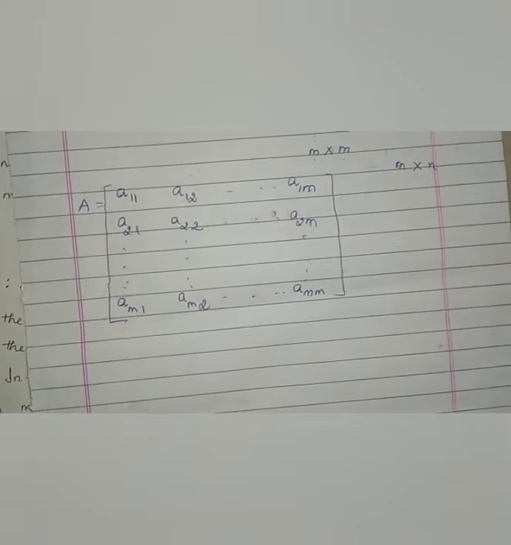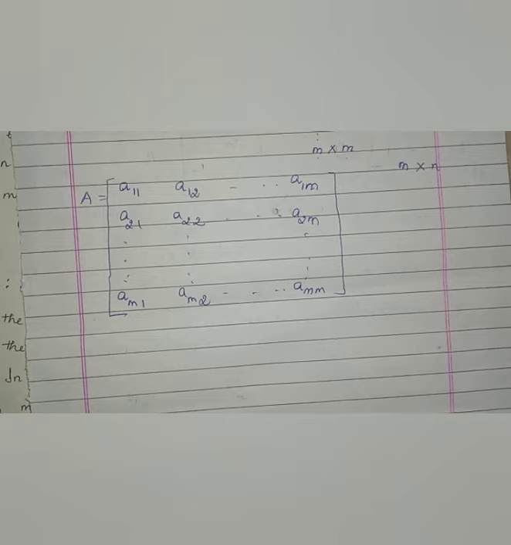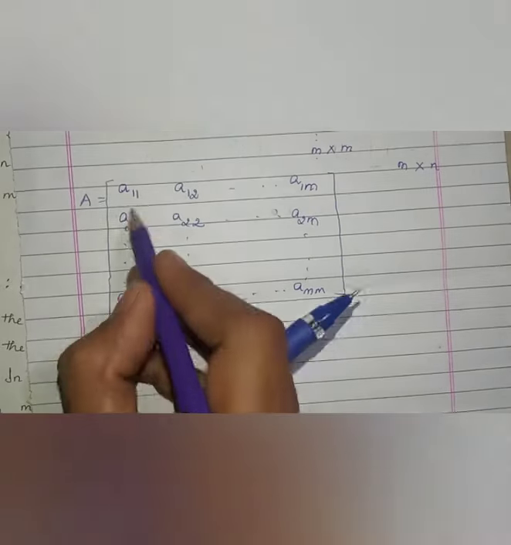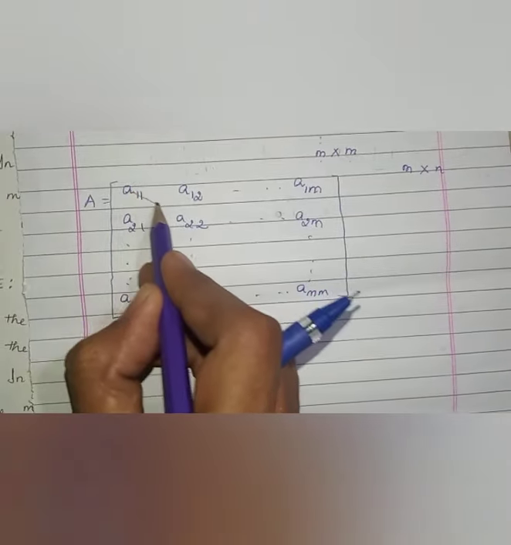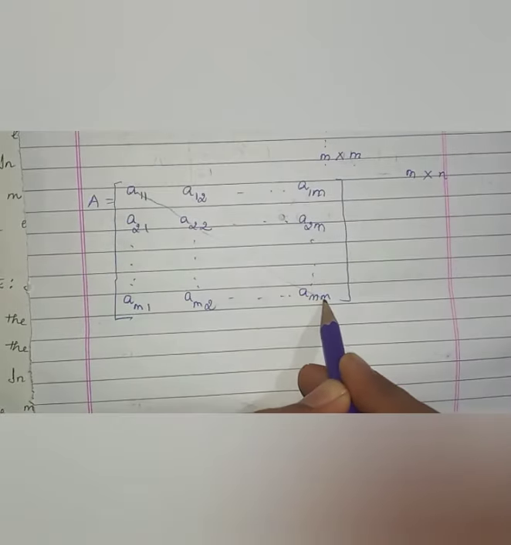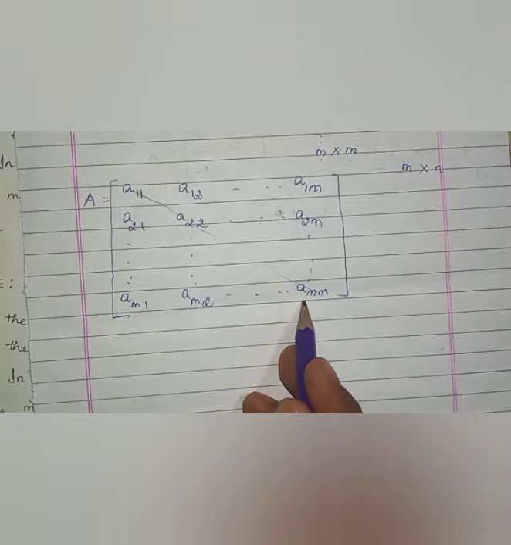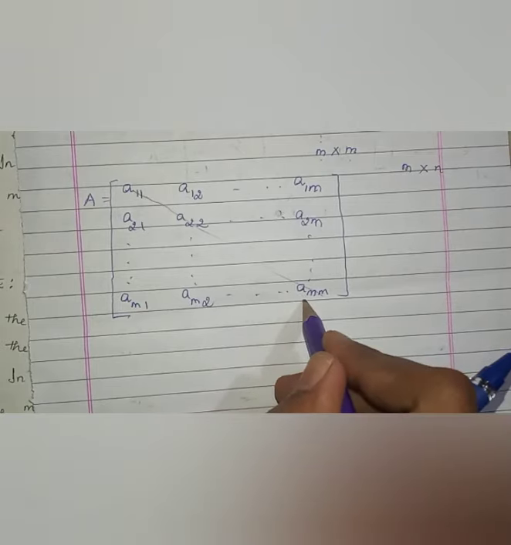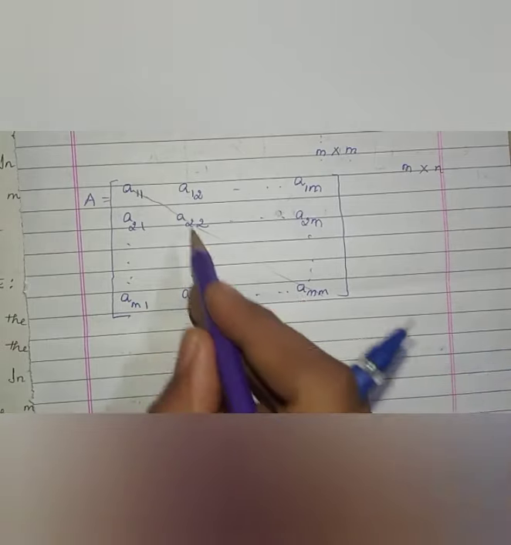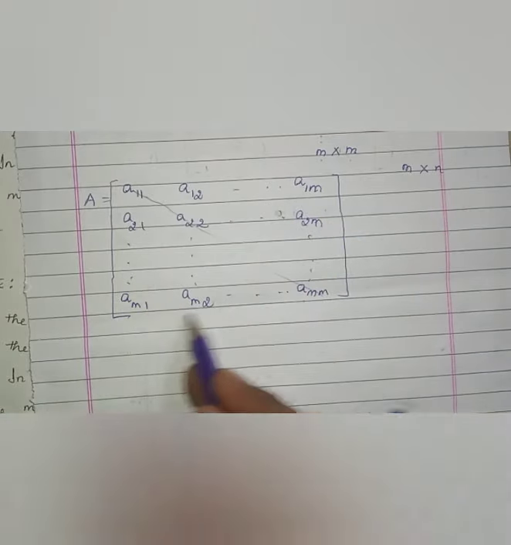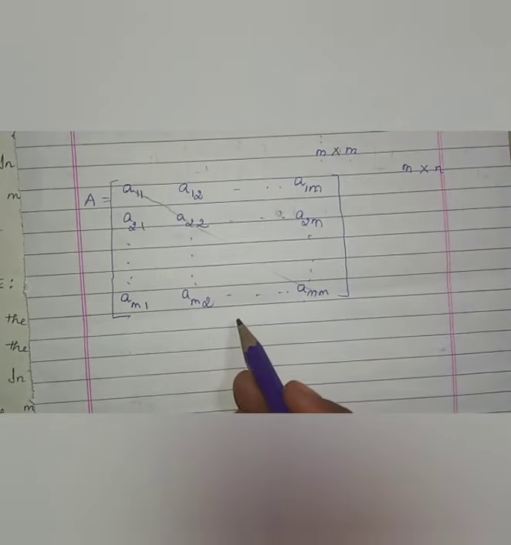So here we can define a diagonal. How to represent a diagonal? This is a diagonal. We call these entries the diagonal entries for a square matrix, and the remaining elements are called non-diagonal elements.